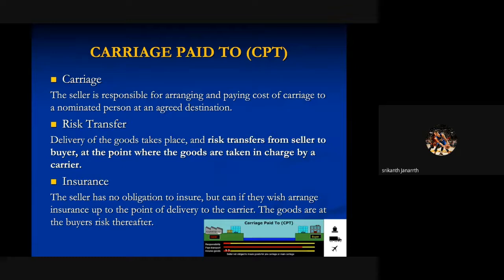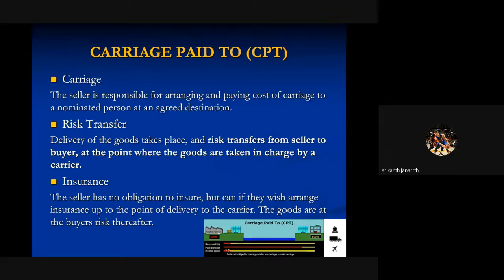So you should know this about Carriage Paid To: insuring the goods is up to the buyer. The seller will not do the insurance. If the buyer expects the seller to do it, he will do it at the risk of the buyer. So always remember, insurance is always up to the buyer to take care of. If the buyer says, can you do the insurance also, the seller will do it at the risk of the buyer.